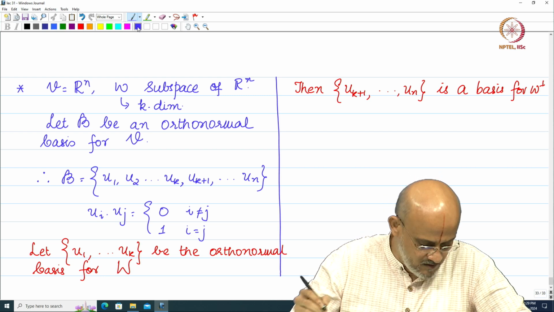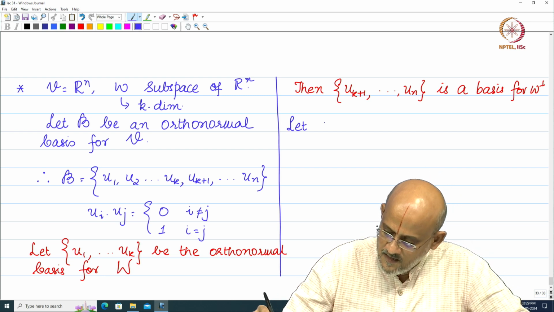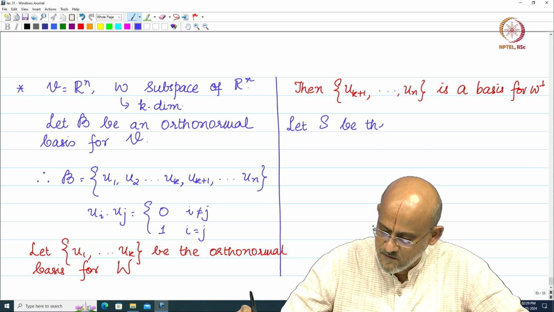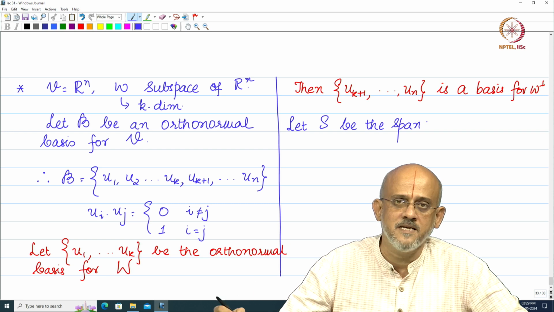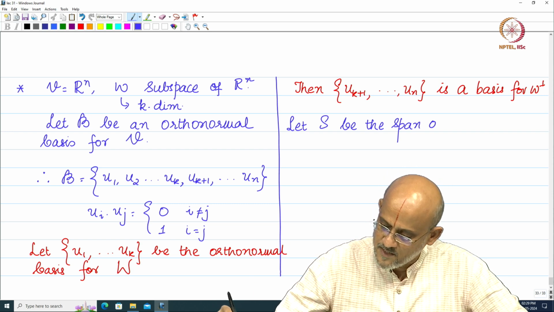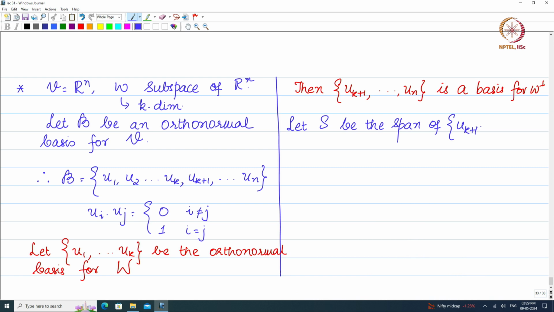Okay. Now let S be the span of, we already know the definition of span. Span is nothing but the set of all possible linear combinations of a given set of vectors. So let S be the span of these vectors, uk plus 1, etc. un. Now we note that uk plus 1, etc. un is linearly independent and is a basis for W perpendicular.